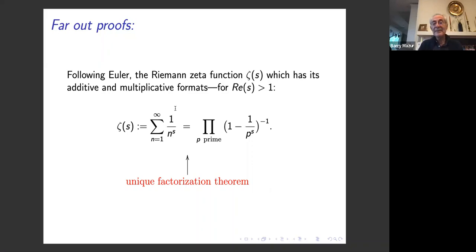And Euler noticed that it also has an infinite product rather than an infinite sum description over primes: the product over all primes of (1 minus 1 over p to the s) inverse. And to move from the infinite sum to the infinite product description of the zeta function, all you need really is the unique factorization theorem and a tiny bit of calculus.